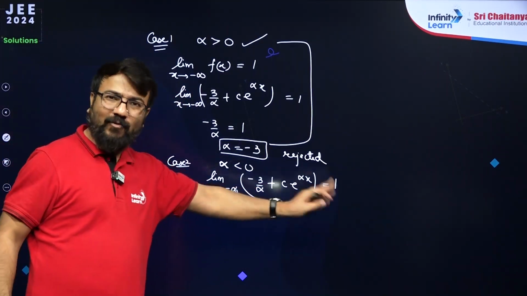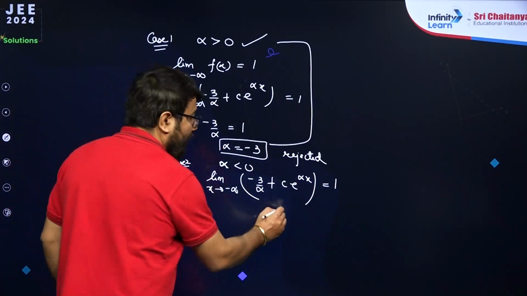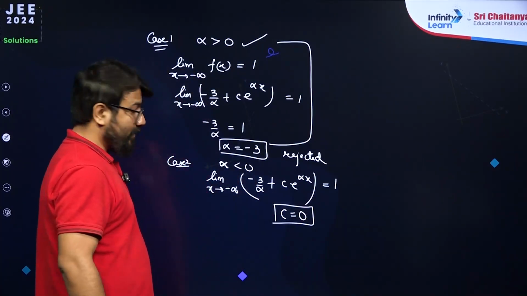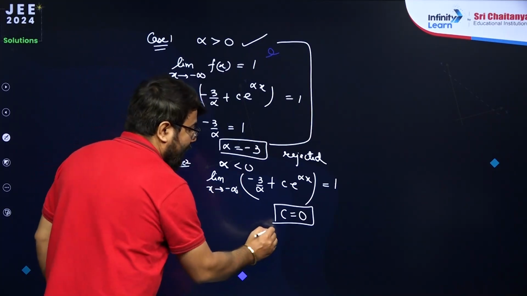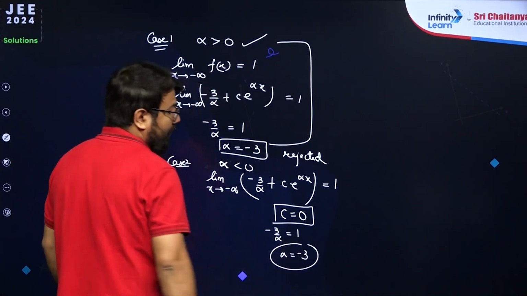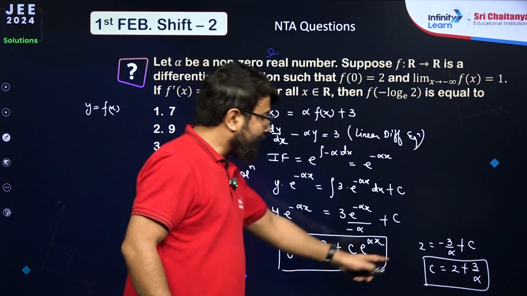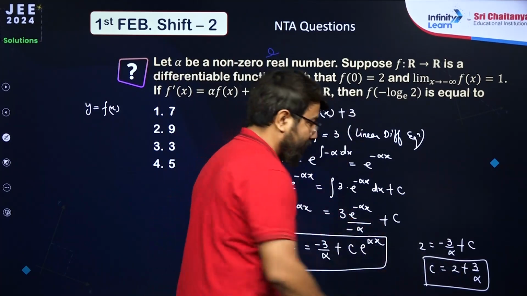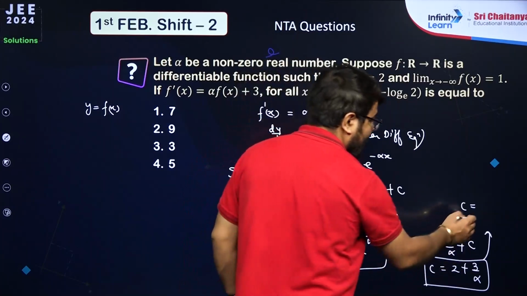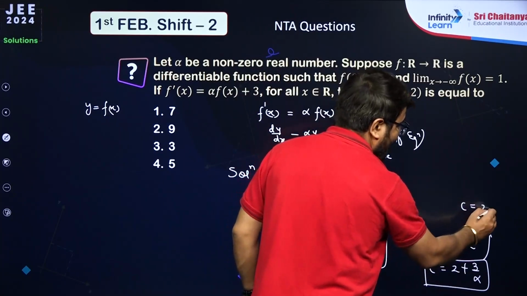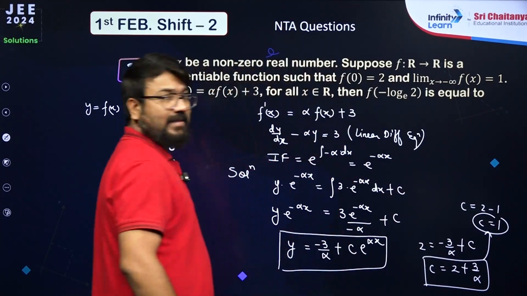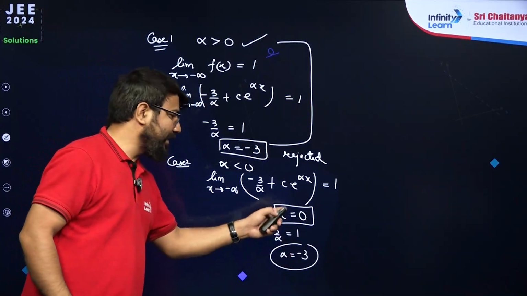But here we are getting one value. This is only possible when c is equal to 0. And if c is equal to 0, we got the expression from here that minus 3 upon alpha is 1, so alpha value is negative 3. Here we can see that if I keep the value of alpha as negative 3, then the value of c that I am getting is 2 minus 1, and that is equal to 1. But here the c that we were getting is actually equal to 0.